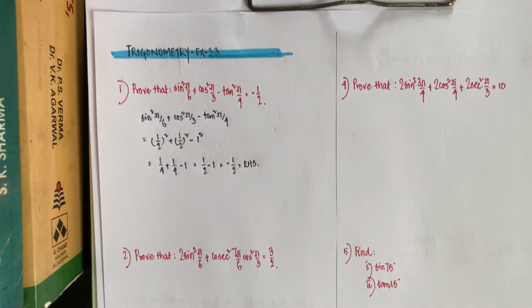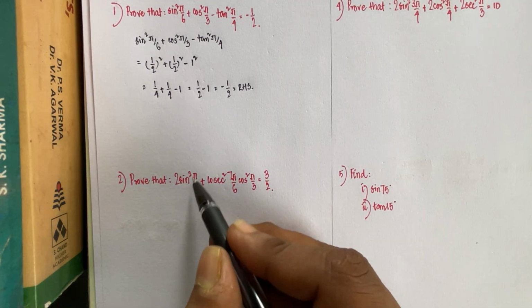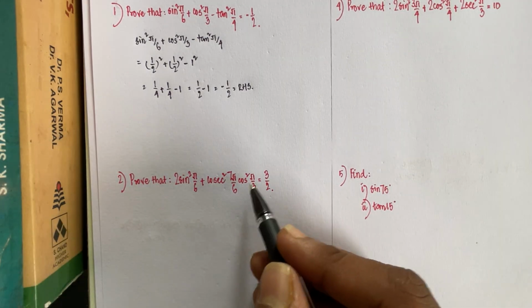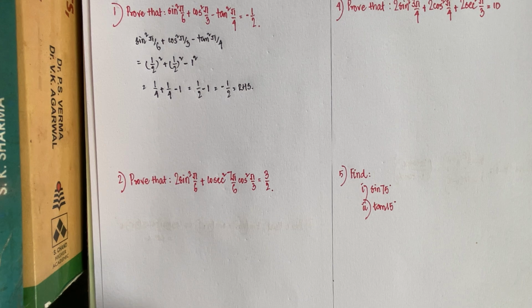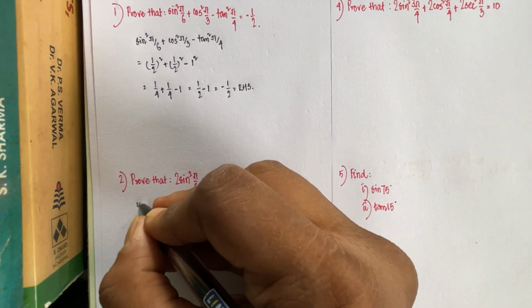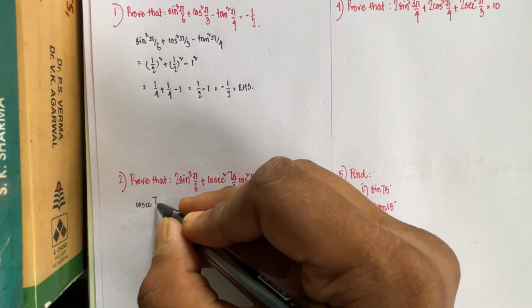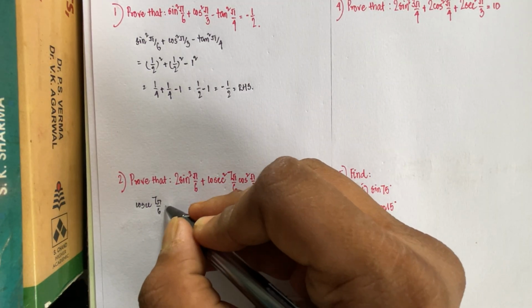Now the concept that we have studied right now will be used in question number 2, where we know the value of sine pi by 6, we know the value of cos pi by 3, but we have to find out the value of cosec 7 pi by 6. So see how we can do it. So it is cosec 7 pi by 6 that we have to find out.